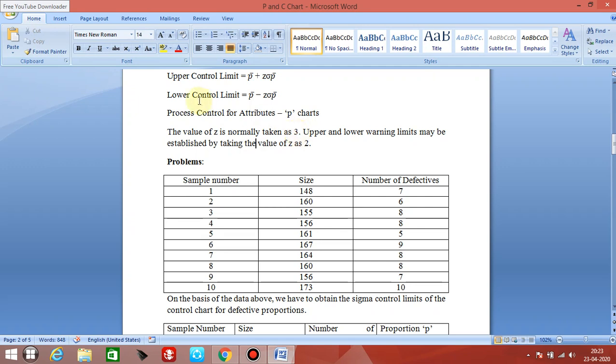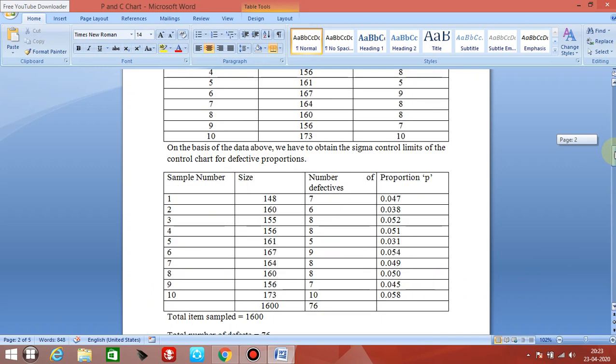Now, let us take one problem. Here we have 10 samples, 1 to 10, with a different sample size and a different number of defectives. As I have said, size will not be the same, so here we have taken different sizes. On the basis of the above data, we have to obtain the sigma control limits of the control chart for defective proportions.